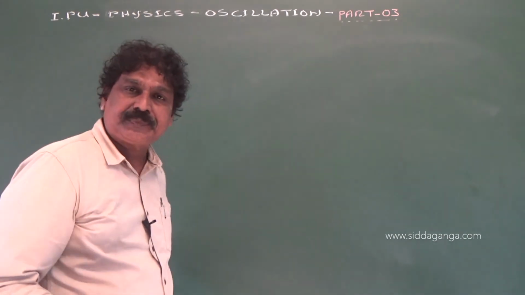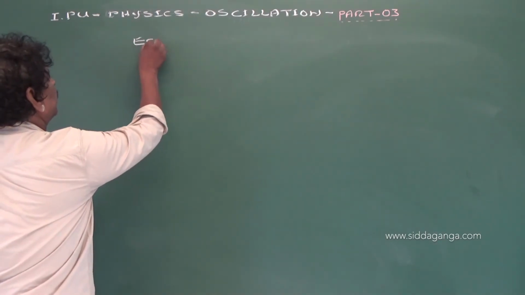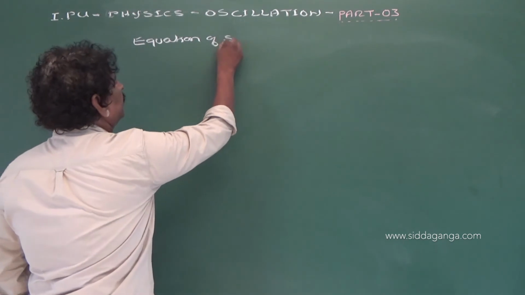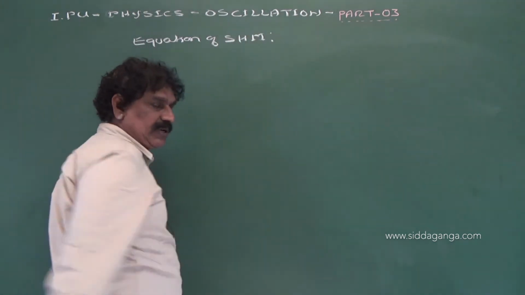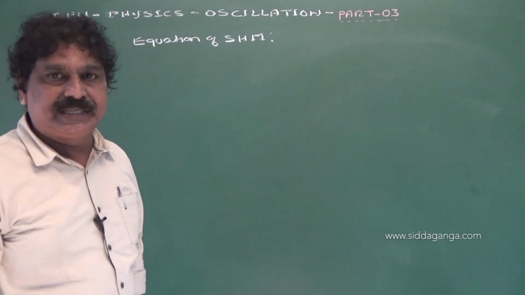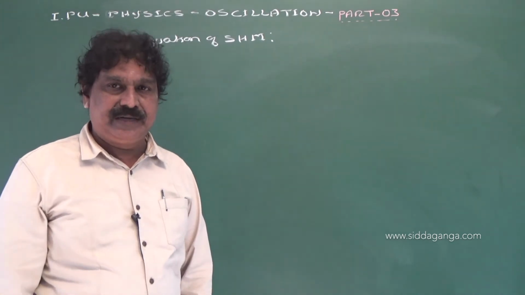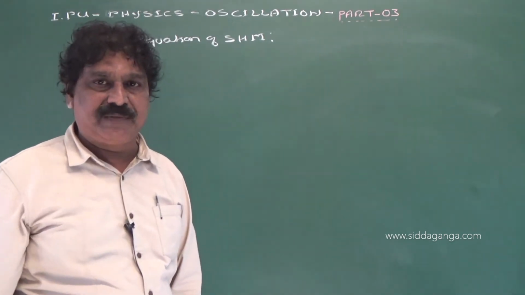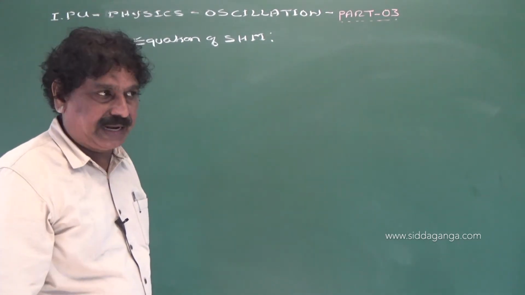Now, we take another concept, equation of simple harmonic motion. It is a very simple derivation, just like graphically we have derived S is equal to ut plus half at squared, one of the equations of motion.